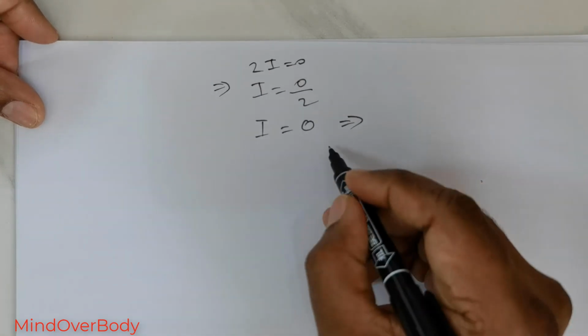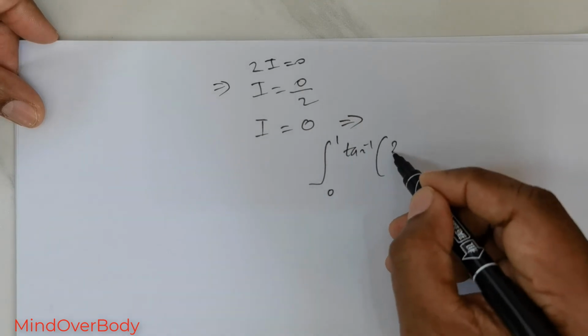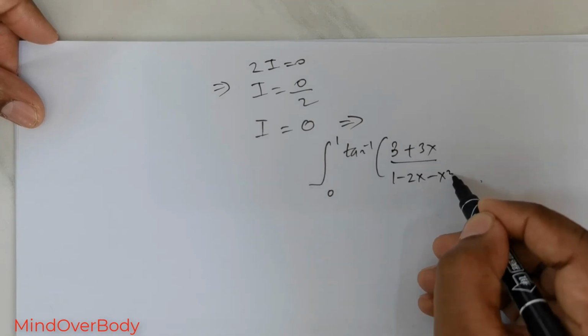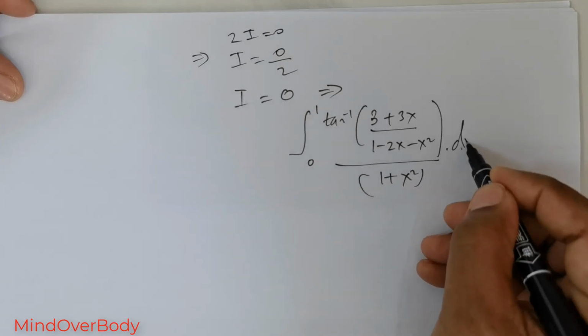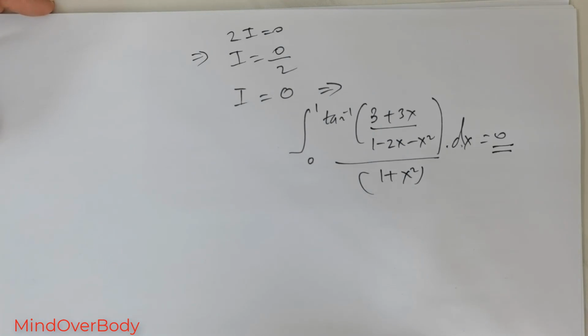And what is the meaning of this? This means integral 0 to 1 tan inverse of 3 positive 3x divided by 1 negative 2x negative x squared, divided by 1 positive x squared times dx is equal to 0. So this is the final solution to this question.